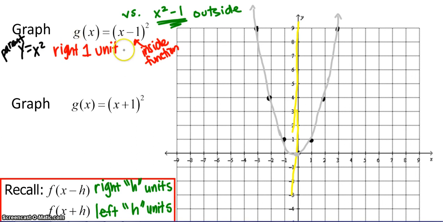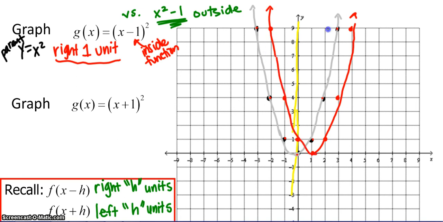Now I want to take this entire function and translate it right 1 unit. So I'm going to take my key points and translate them to the right 1 unit. This does not change the shape of the parabola. It simply translated that parabola to the right. It just gave it a nice little shift, a little nudge, as you will, and said, hey, move over to the right 1 unit.